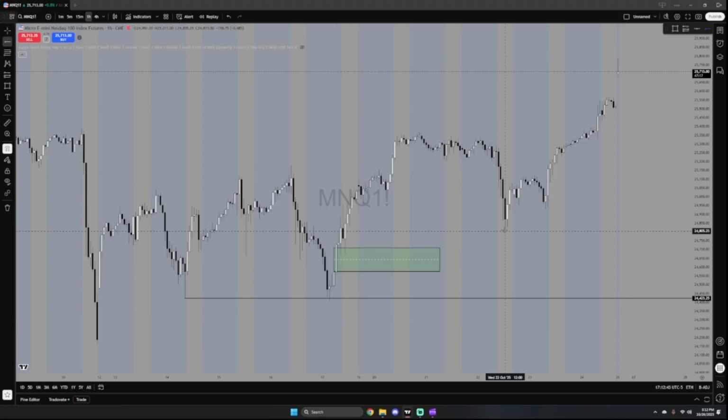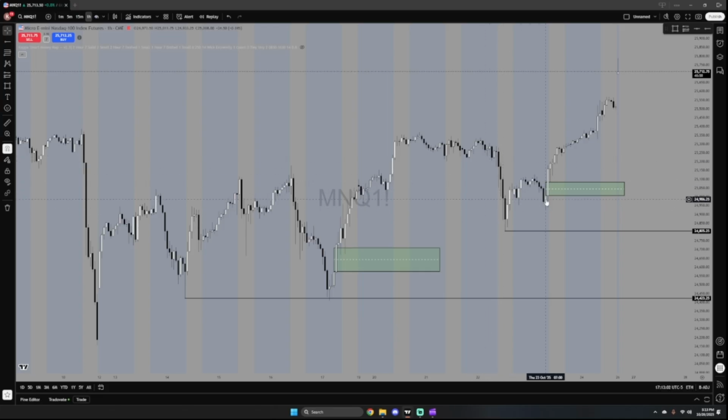Those little inefficiencies that price loves to rebalance. When the market shifts one direction, it almost always leaves an imbalance. That's where I want my entry. Look at this example. We swept the low, broke down, left a gap, price comes back, taps into that imbalance, and moves away. That fill is my entry.